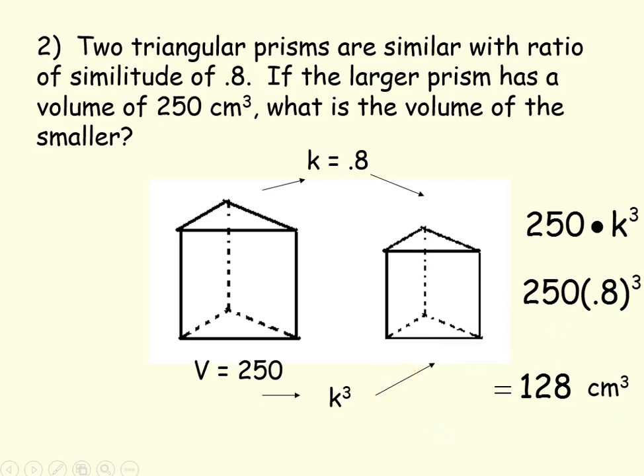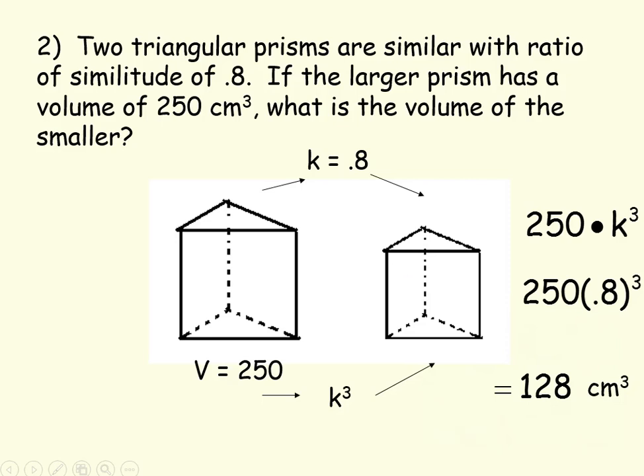The 128 comes from multiplying the volume of the larger one by the scale factor to the third power, because if these side lengths are related by 0.8, then the volume of the figures is going to be related to each other by the scale factor to the third power. Why? Because that's what the fundamental theorem of similarity tells us. We'll get a value of 128.